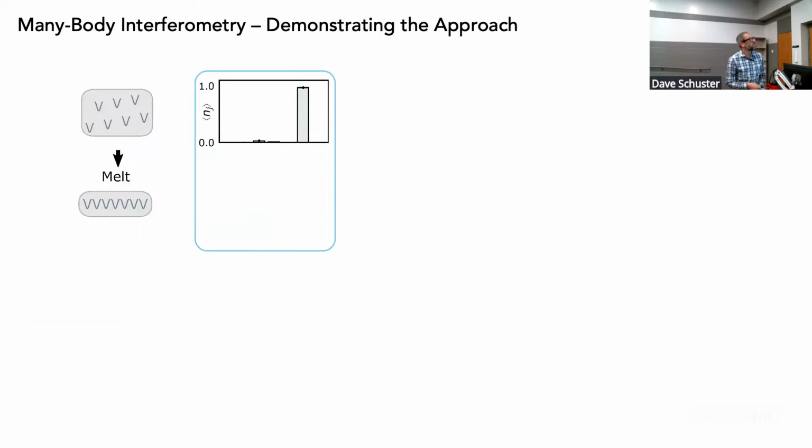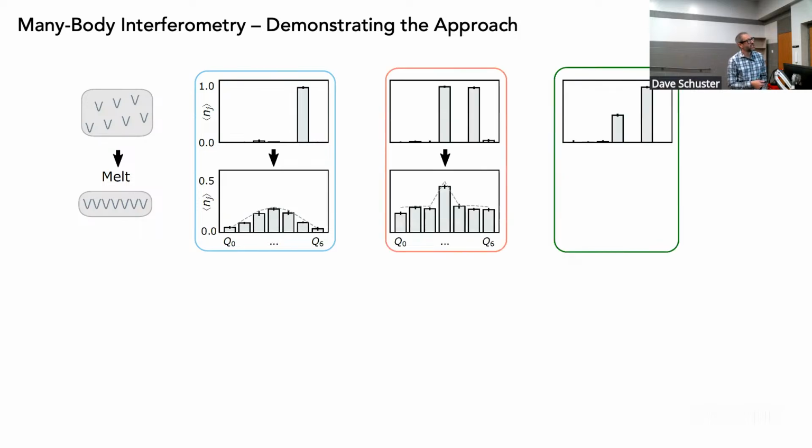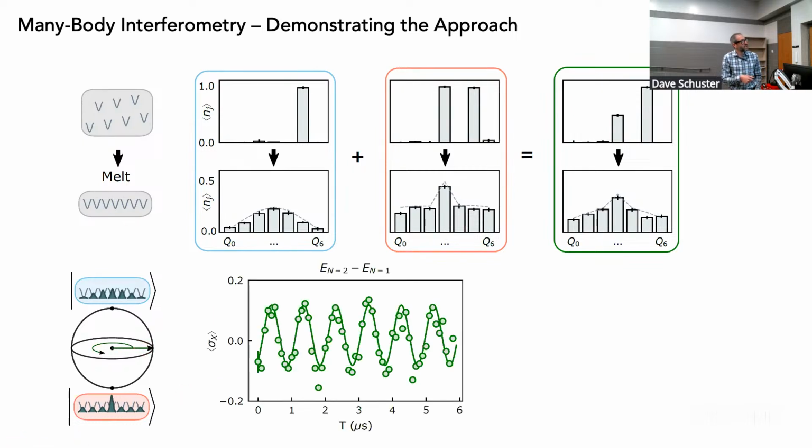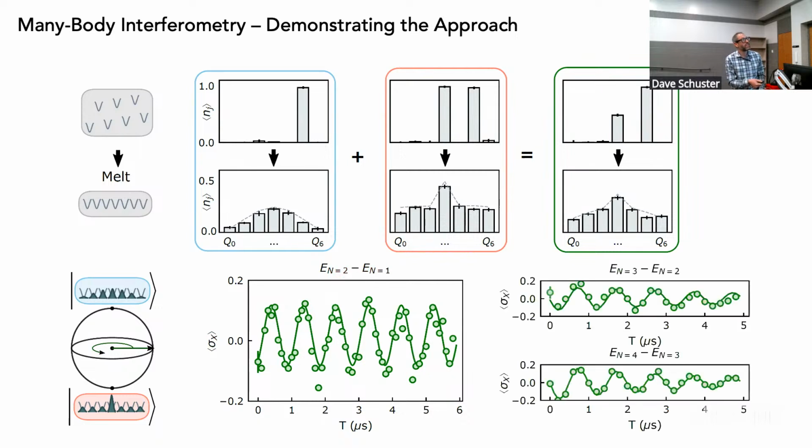So let's just try it out. We're going to prepare the superposition, we're going to measure it, and then we can see some oscillations. So that's good, and this is with 2 versus 1, and of course we can do that for 3 versus 2 or 4 versus 3, right? And we'll get different contrast and frequency of oscillations.